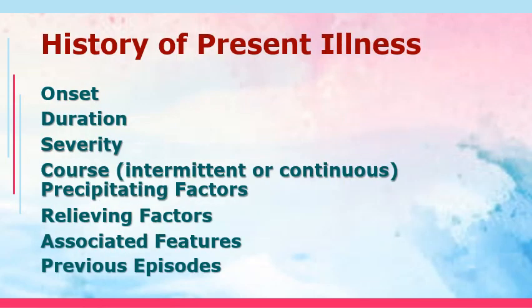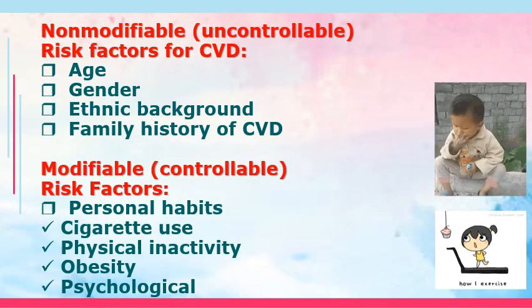Now, for the history of present illness, you need to ask about these factors: onset, duration, severity, the course, is it intermittent or continuous, the precipitating factors, the leading factors, associated features, and then previous episodes. Okay, so we need to remember this when we are taking the history of present illness of our patient.